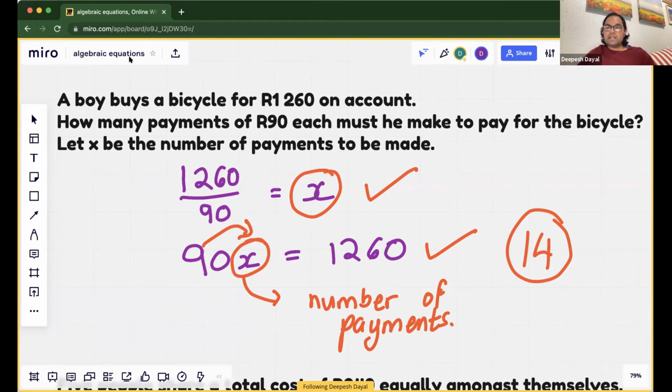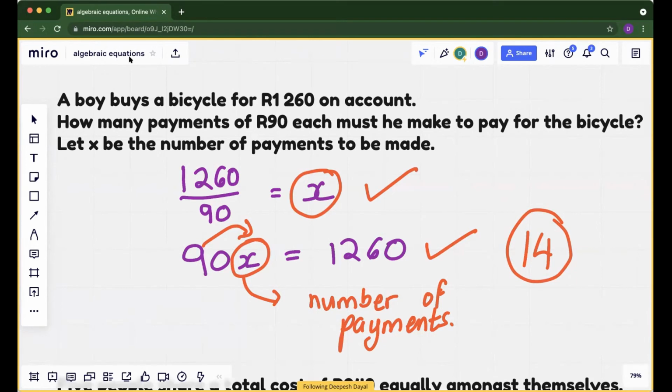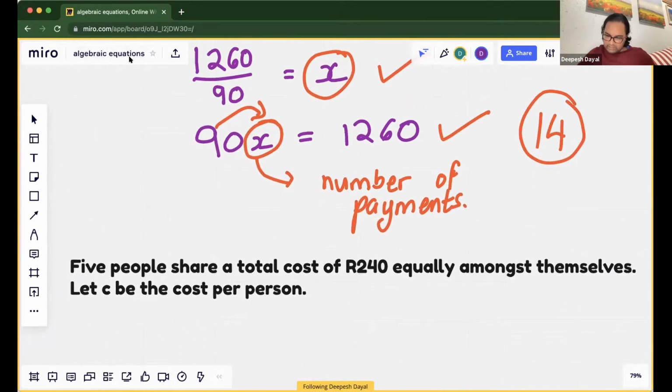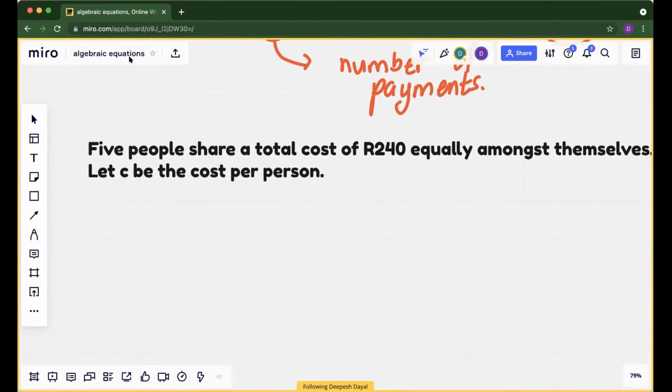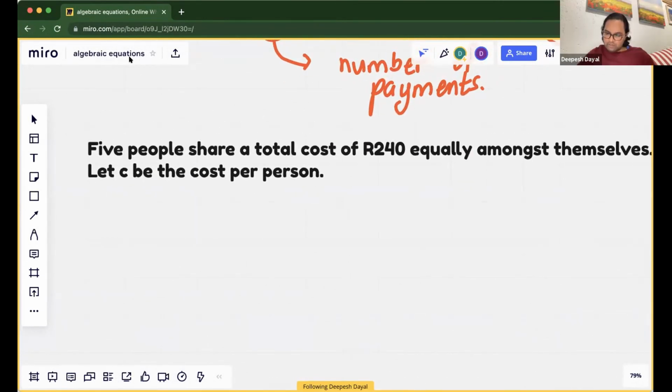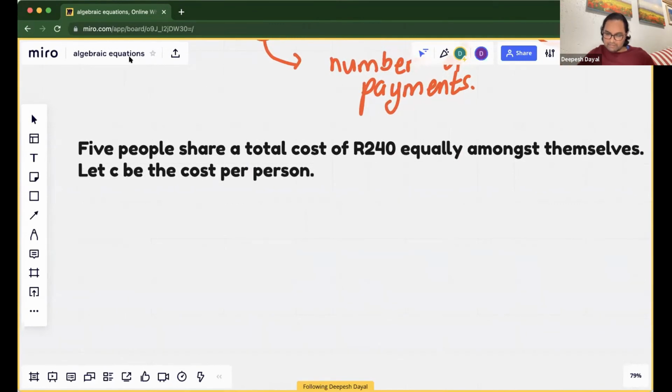Any questions regarding this? No, sir. Okay, we're going to try the last one here. 5 people share a total cost of 240 amongst themselves. Let C be the cost per person. And what is that cost per person? How will we find an equation for this?